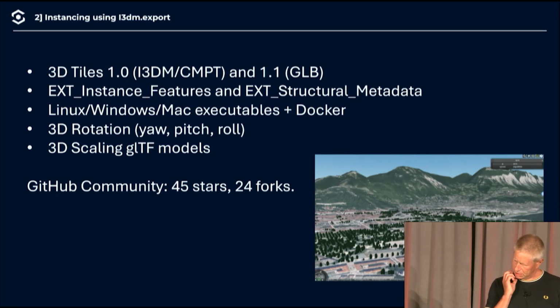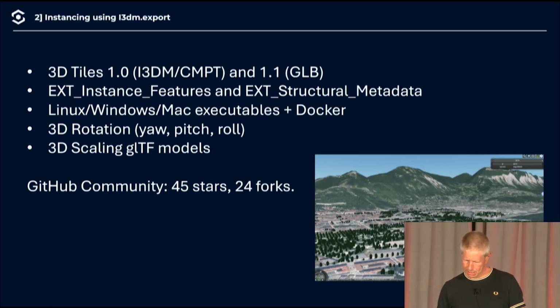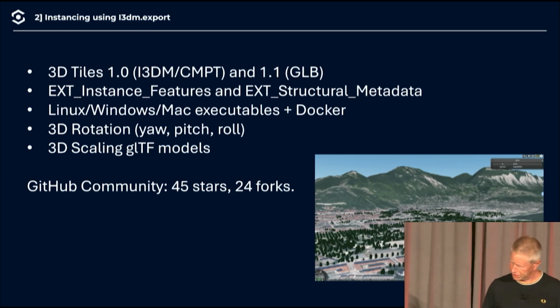Now the other tool is E3DM export. It works the same, but this one only works on point geometries. And this tool is used for instances, like trees or poles or benches or cars, that kind of things in the map. It uses the glTF extension instance features and also structural metadata. And you can define per instance the rotation, so the yaw, the pitch and the roll in 3 dimensions, and the scaling of the 3 axes.